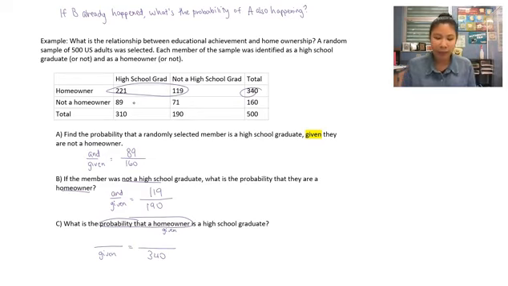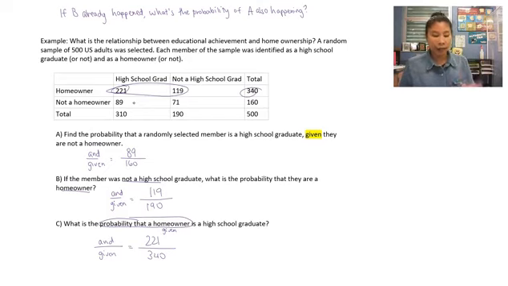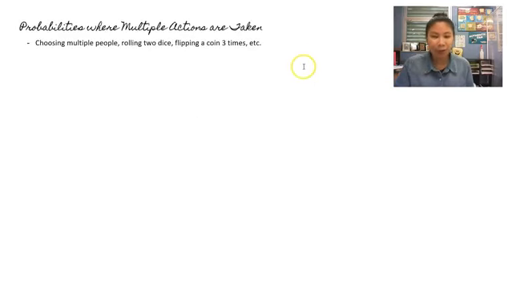Okay, then we're looking at, out of the homeowners, who's a high school graduate. So that would be the 221 for the "and" part, because the 221 people are the high school graduates and homeowners. Okay, that's conditional probabilities. Next, I want to move on to finding probabilities that are slightly more complicated.